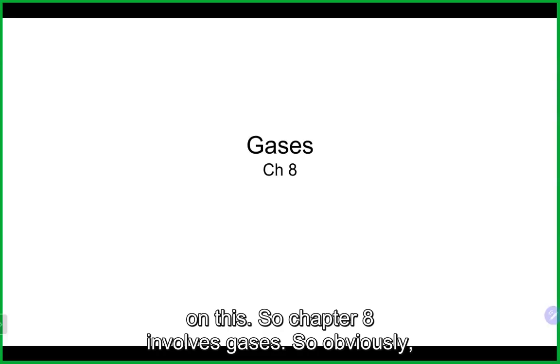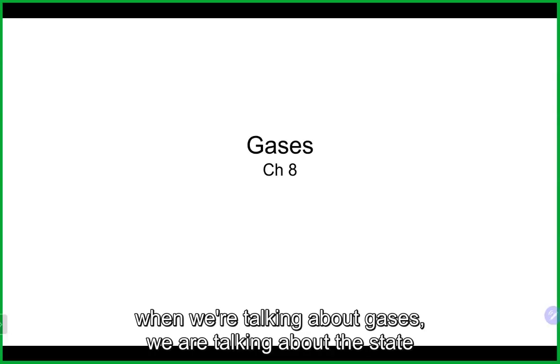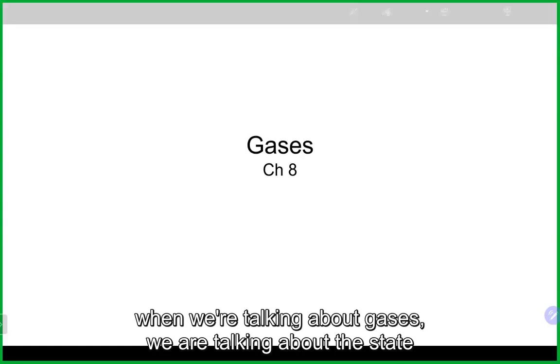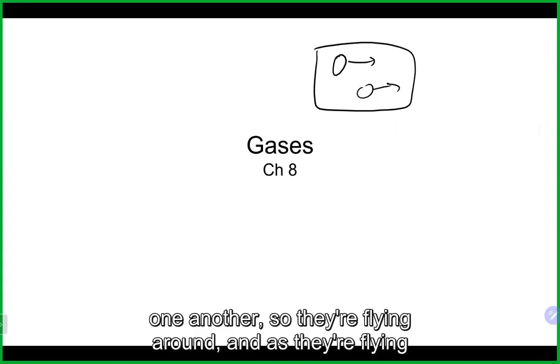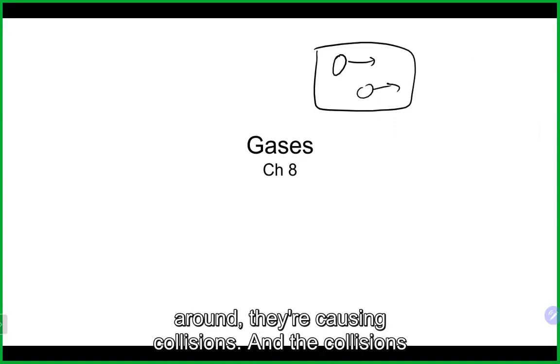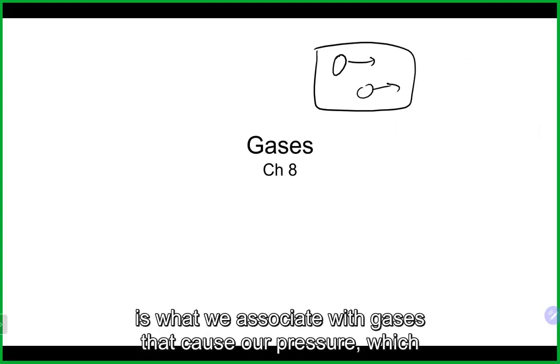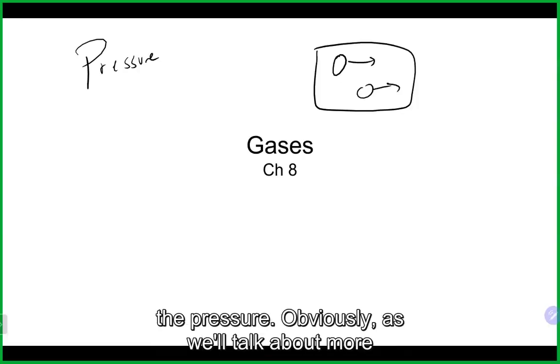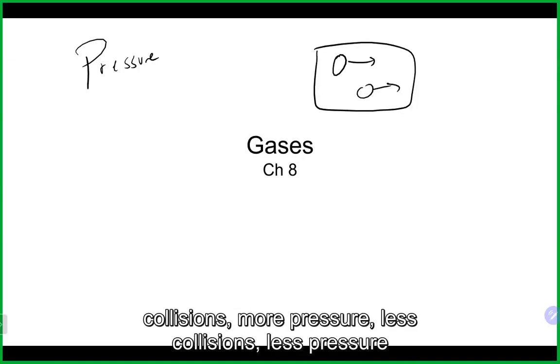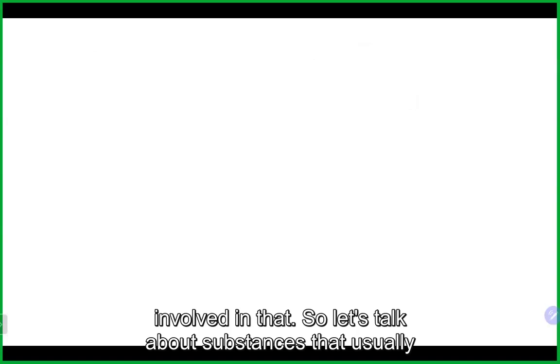So chapter 8 involves gases. Obviously when we're talking about gases, we are talking about the state of matter where pretty much everybody has broken apart from one another. So they're flying around, and as they're flying around, they're causing collisions. And the collisions are what we associate with gases that cause our pressure, which is typically what we associate with gases a lot. Obviously, as we'll talk about, more collisions, more pressure, less collisions, less pressure.